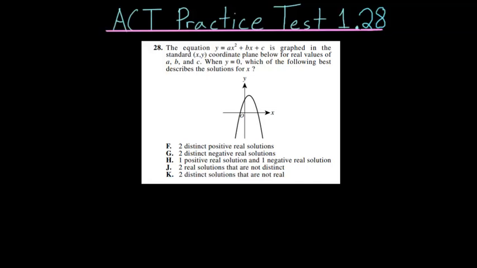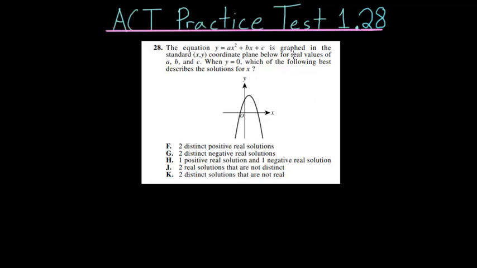The 28th problem for this first ACT practice test focuses on quadratic equations and their solutions. So the equation y is equal to ax squared plus bx plus c is graphed in the standard xy coordinate plane below for real values of a, b, and c. When y is equal to 0, which of the following best describes the solutions for x?